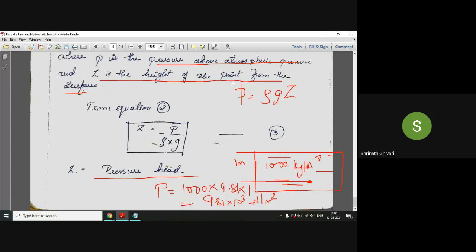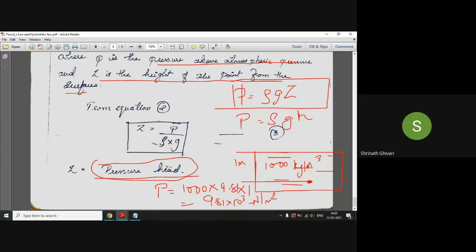Remember this point. This is very important from the point of view of measurement of pressure and in turbo machines. P equal to rho g z. In some books they will write it as P equal to rho g h. Both are the same. H is also height, Z is also height. We call this Z the pressure head.